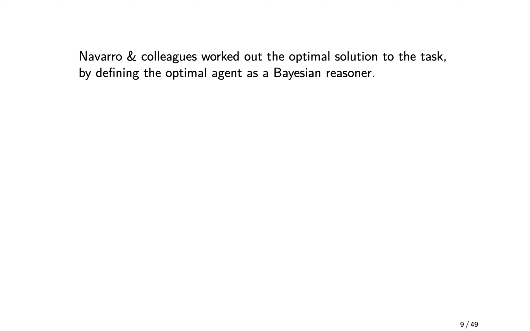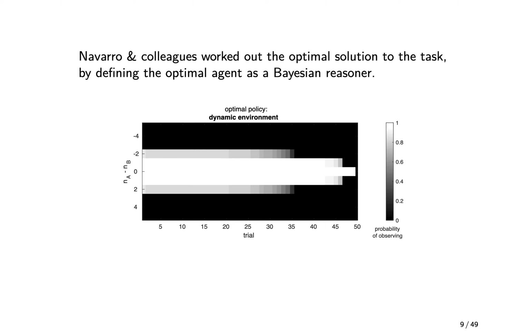So Navarro and colleagues worked out the optimal solution to this task by defining the optimal agent as a Bayesian reasoner. Turns out that the full optimal policy is very close to a simpler policy, a Markov decision process where the state is the number of A events observed minus the number of B events observed. So this difference in counts, combined with the trial number, gives us the optimal probability of observing or betting on a given trial, as you see in the heat map here.